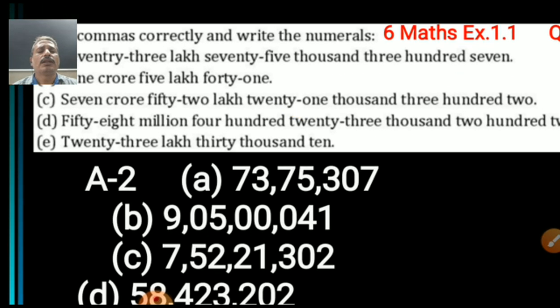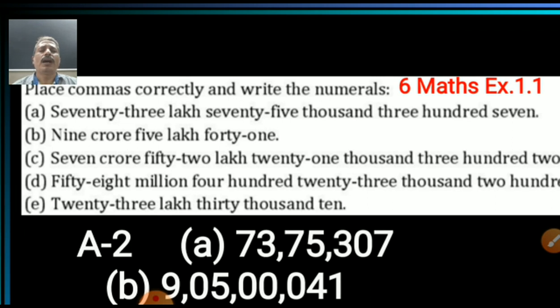Question number 2 is here. See what they ask: place commas correctly and write the numbers. A, 73 lakh 75,307. First of all, write in numbers and then put commas as in our Indian system. Good. Second, 9 crore 5 lakh 41. Put the commas according to the requirement.